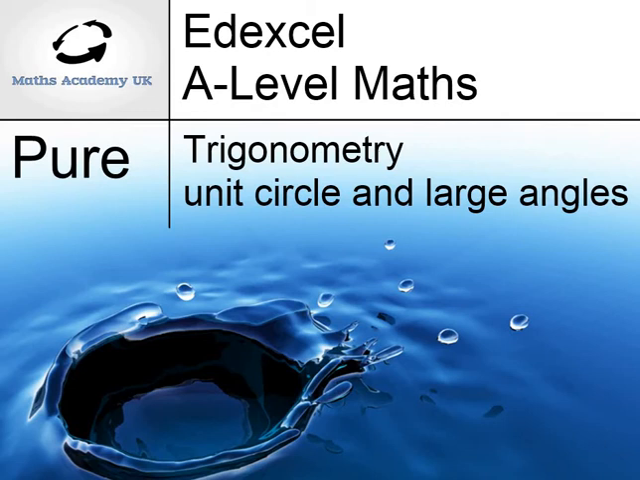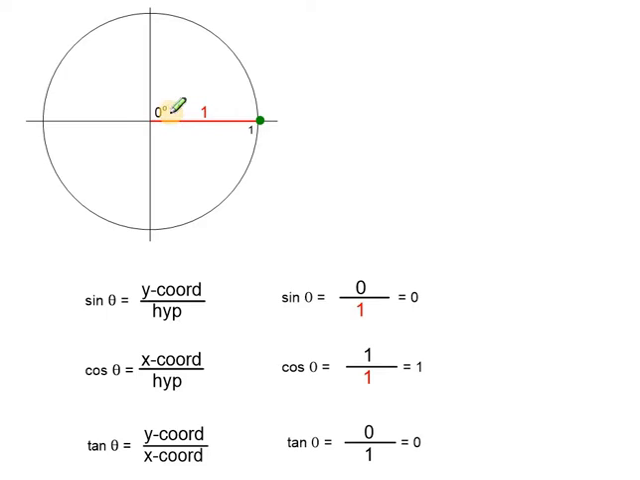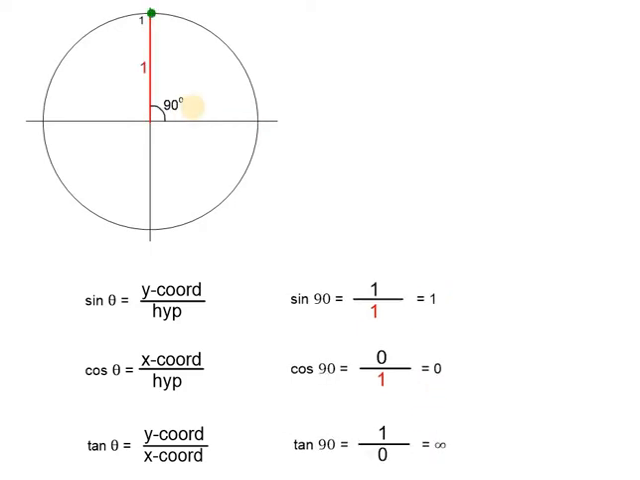The unit circle and large angles. For 0 degrees, the x coordinate is 1, the y coordinate for this point is 0, so we get these ratios. For 90 degrees, the x coordinate is now 0, the y coordinate is 1.